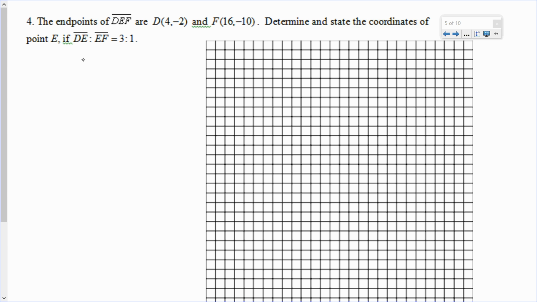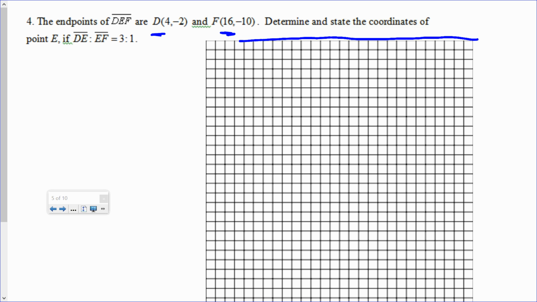Notice that I don't have any negative x values, and I don't have any positive y values, so it might be easiest, since these are both in quadrant 4, to just make the whole graph in quadrant 4. You don't have to do this, but this might be the best way to kind of distribute the boxes. So since the whole graph is quadrant 4, it'll just make it a little bit easier to plot everything. So 4 comma negative 2 would be right there. That's D. And 16 comma negative 10. It's kind of hard for me to use this here. My finger kind of blocks it as I do it.